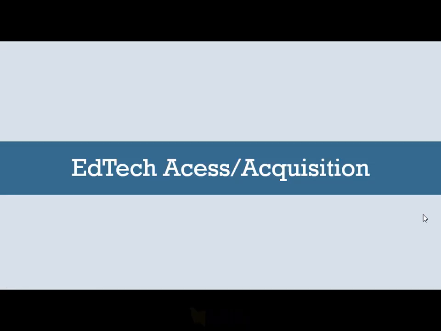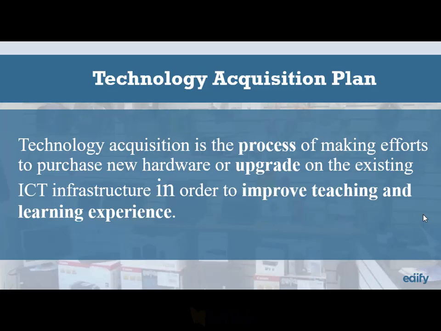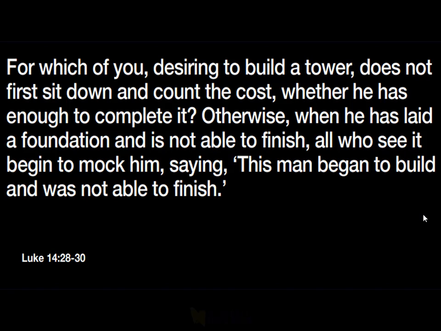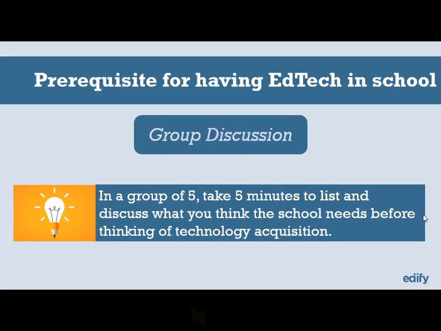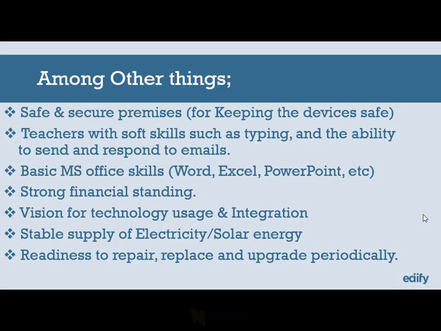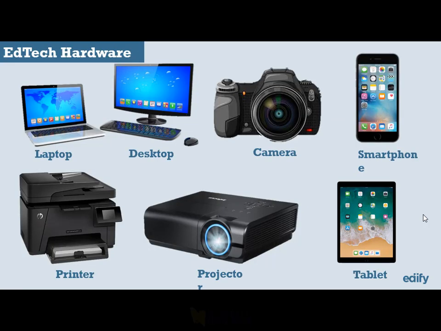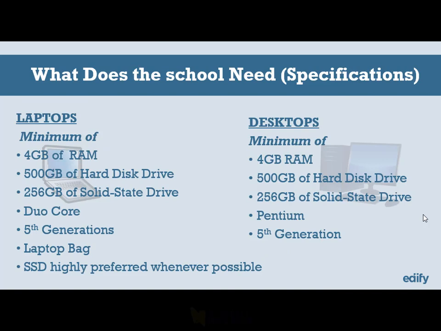We now have to look at the Edtech acquisition plan. Here we're looking at how you are planning to acquire. You must plan, like the Bible says, who of you desiring to build a tower does not sit down and count the cost, whether you have enough money to complete it. So it all goes back to planning, and in planning we should focus on a number of things that you should have in place. You should understand what you need first of all, and understand the nature of computers that may work well for your school.